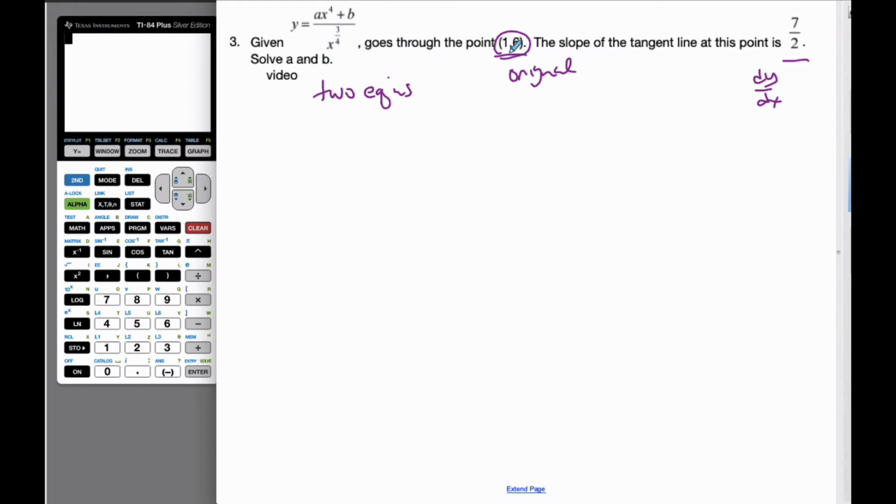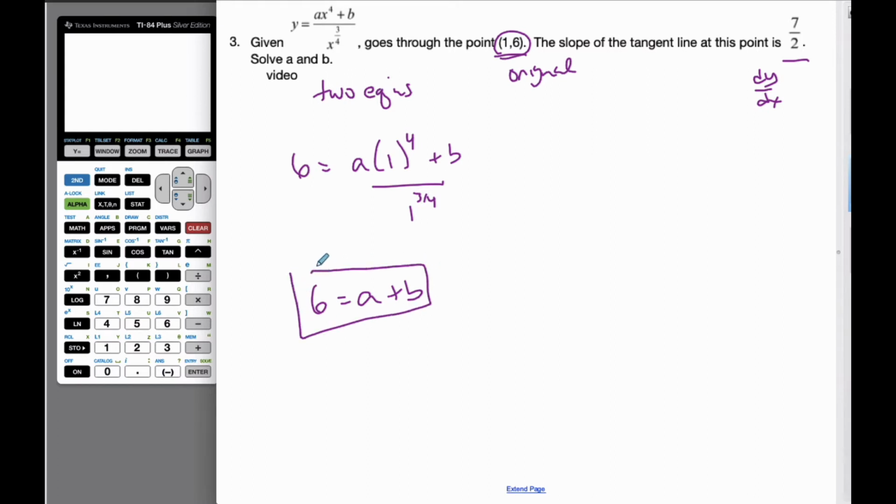So if I plug in 1 for x and 6 for y, I get the first equation: 6 equals a times 1 to the power of 4 plus b over 1 to the 3/4. Well, that's 6 is equal to a plus b over 1. So here's my first equation. That's actually a nice, simple equation.